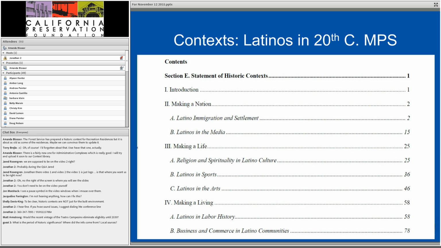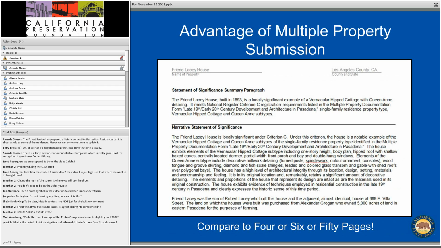So what I would like to do is go through some slides of different resources in California, some of them already nominated to the National Register within these contexts, or others that are just proposed. And I hope in doing so that it gives you an idea of what we're looking for and how we view properties within these contexts.